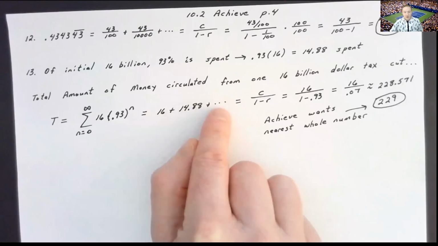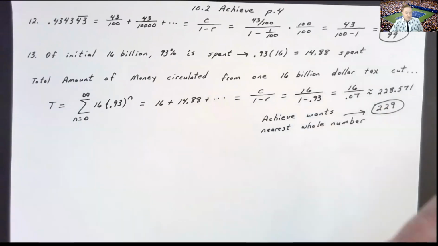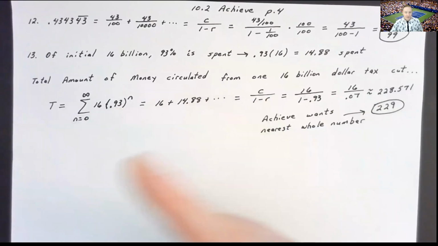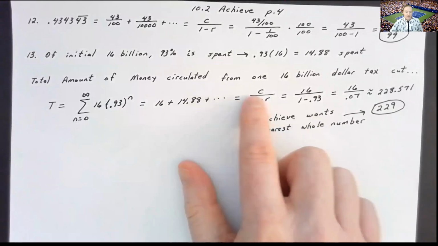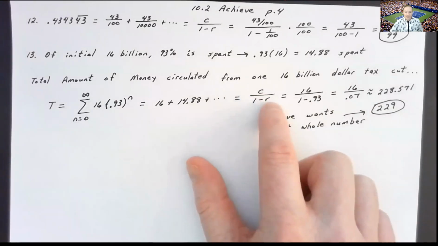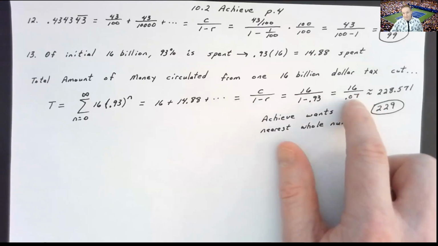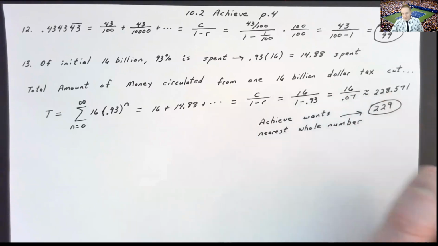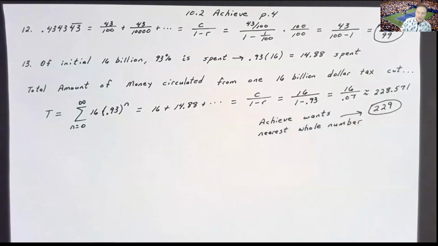Now, this is going to continue on and on again. So you say, well, this is just a geometric series with an r value of 0.93 because it's going to continue every time it's spent. So you have 16 over 1 minus 0.93. That simplifies down to 16 divided by 0.07. Now, the more exact or precise answer would be 228.571, and this is in billions of dollars. But Achieve is wanting it rounded to the nearest billion, which of course is going to go to 229 billion for the scenario that I was given.